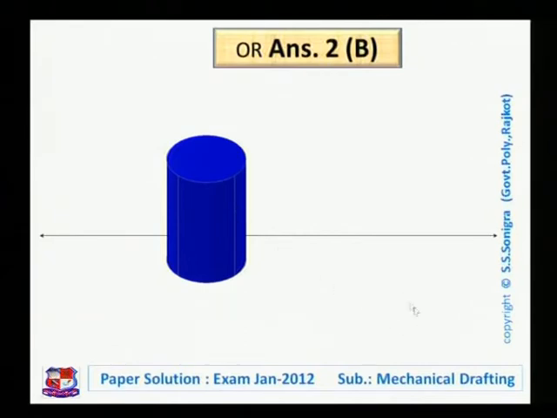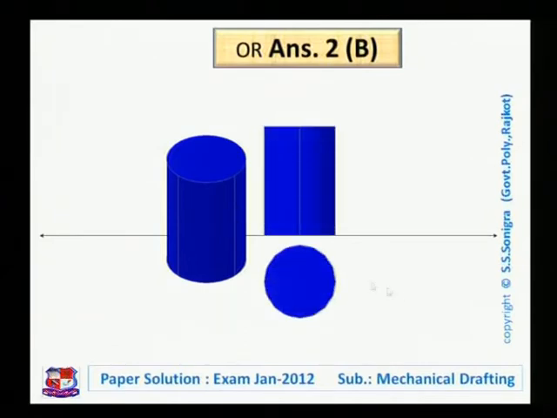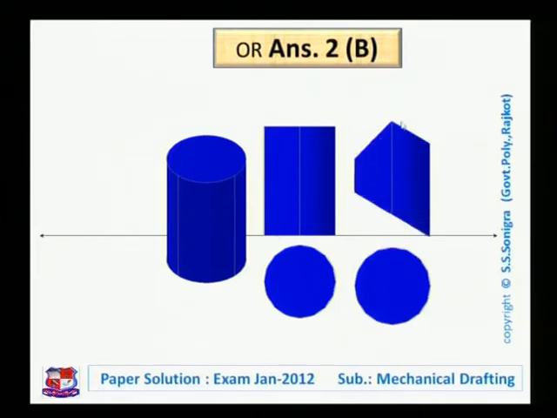This is the cylinder, and we know the front view and top view of this cylinder: the top view would be a circle and the front view would be a rectangle. The dimensions of this cylinder are given to us, and it is cut like this. Here a line at an angle of 30 degree is cutting, then 45 degree and again 30 degree. So this is the front view after cutting this solid.